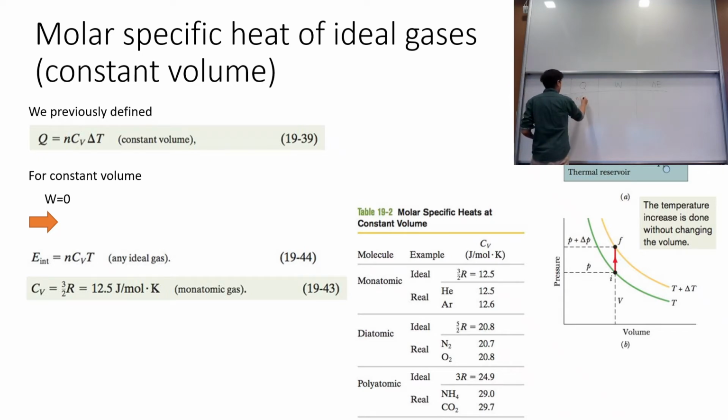so this was nCv delta T, and Cv is 3/2 R, and then in this case work is 0, and then internal energy change, maybe I prefer to write it in this form, 3/2 nR delta T. So internal energy change is always basically 3/2 nR delta T, right?